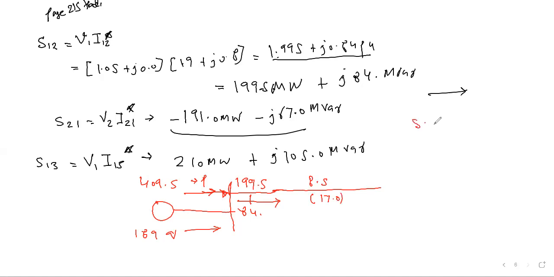That is SL12 would be equal to S12 plus S21. So S12 value and S21 value we calculated, that was 199.5 plus J84, and S21 value was minus 191 minus J67. So from here we can just get this value, this addition and subtraction value.